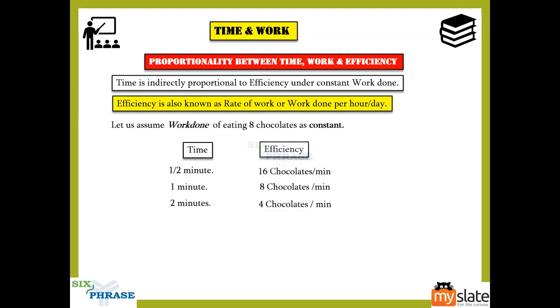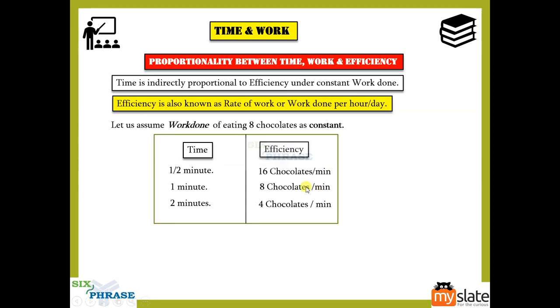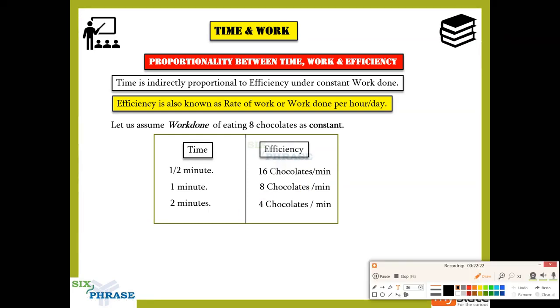Okay, so if he takes 2 minutes to eat those 8 chocolates, what does it mean? It means his efficiency is 4 chocolates per minute. So this is what is going to give us the relationship between time and efficiency, guys. So here, time and efficiency, how do you find the relationship? To find the relationship between time and efficiency, see what happens when you increase the time.